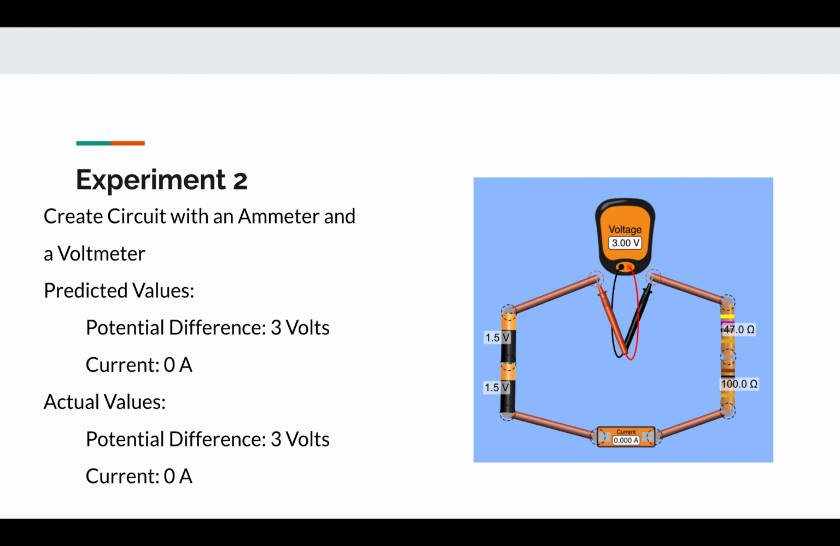In experiment 2, we changed the emitter to a voltmeter, and here are the predicted values. Since the voltmeter has a resistance of infinity, there would be no current.